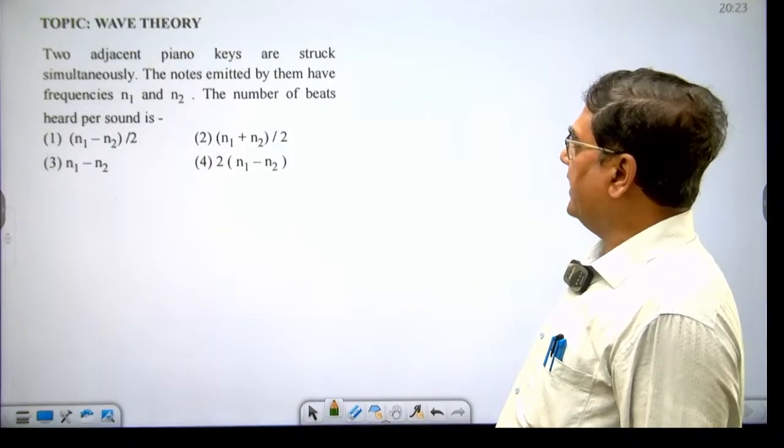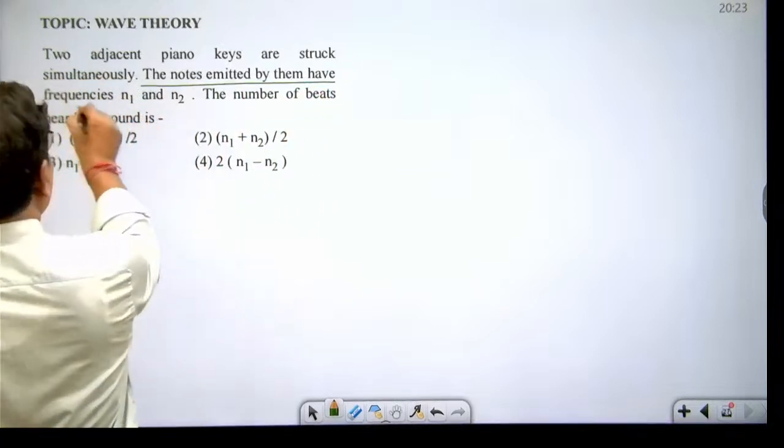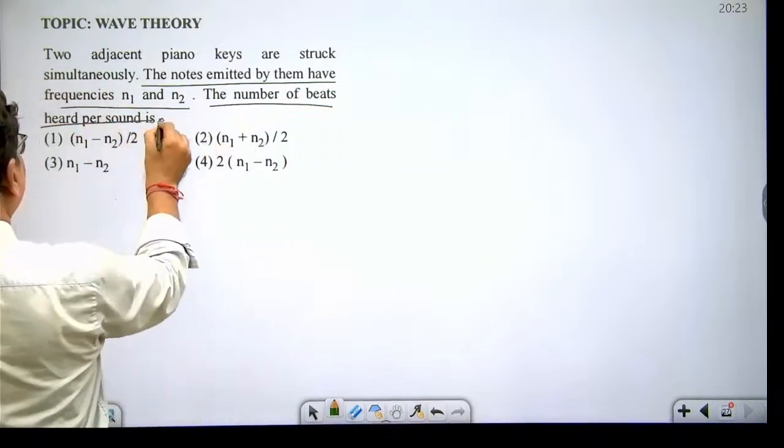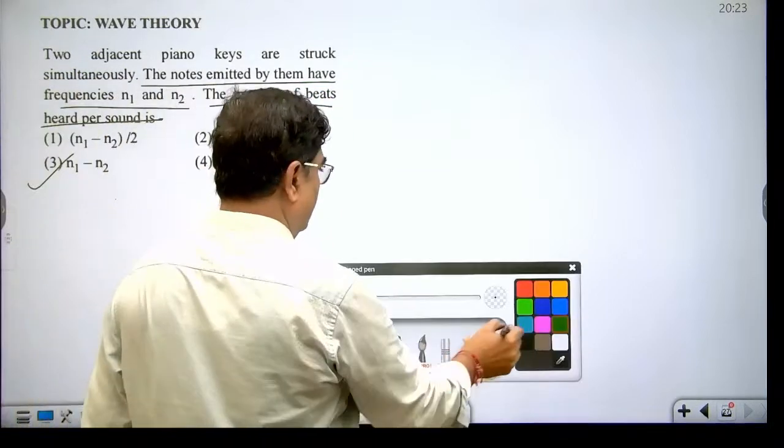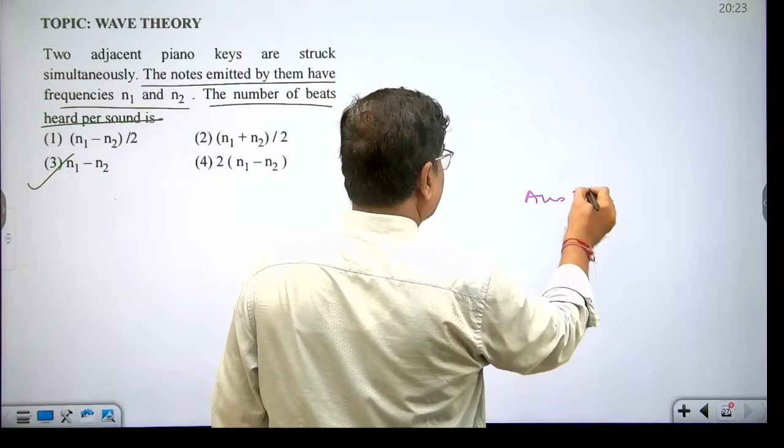Two adjacent piano keys are struck simultaneously. The notes emitted by them have frequencies N1 and N2. The number of beats heard per second are N1 minus N2. This is beat frequency. Out of 4 choices, the correct choice is option 3.